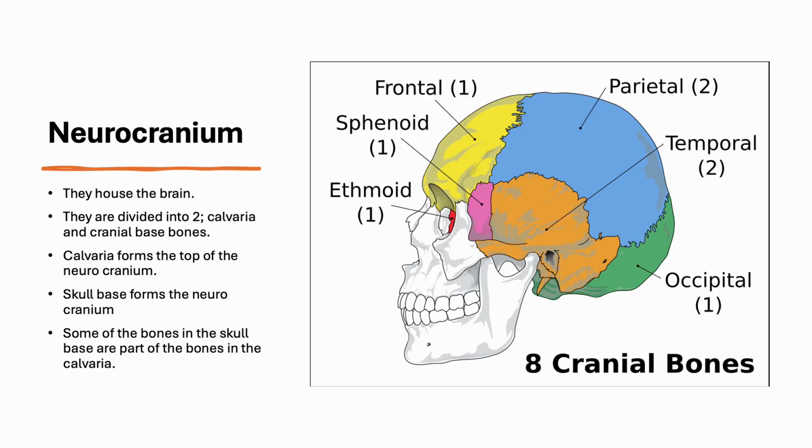So the neurocranium is made up of 8 bones. That is the frontal bone, which is 1; parietal bone, left and right; temporal bone, 2, left and right; occipital bone, 1; ethmoid bone, 1; sphenoid bone, 1. Plus the 14 bones of the face, they add up to 22 bones.